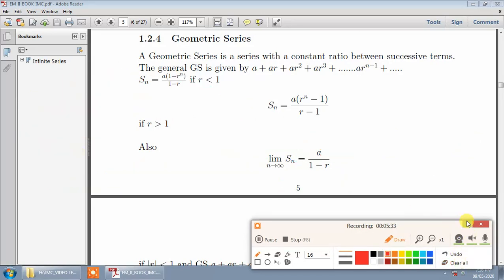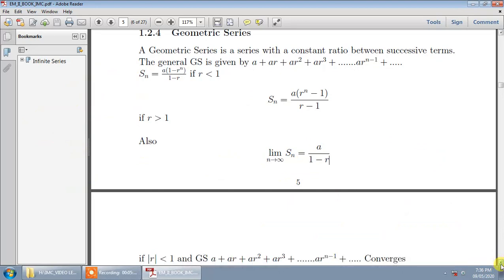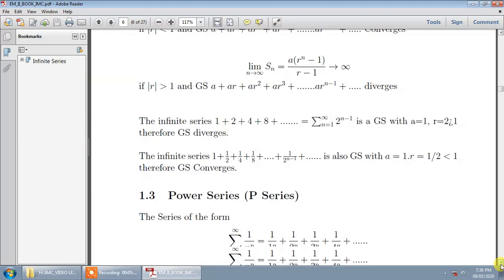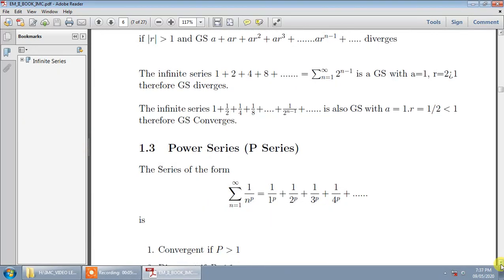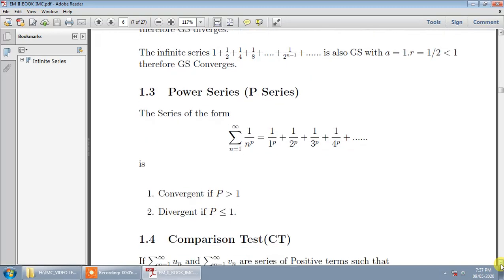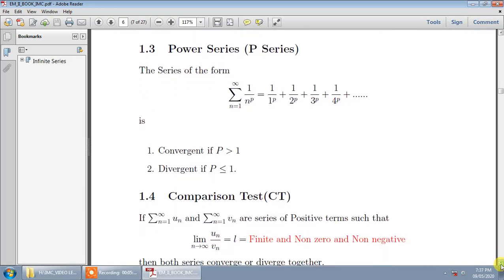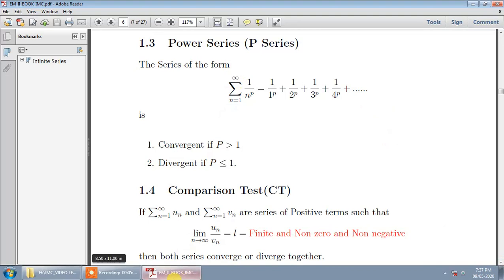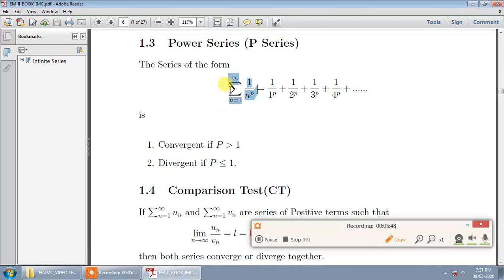Now let us move forward to infinite series. The next infinite series is called a power series, also called the P series. So what is a P series? A series of this form. This is the compact form: summation n from 1 to infinity of 1 upon n raised to p.